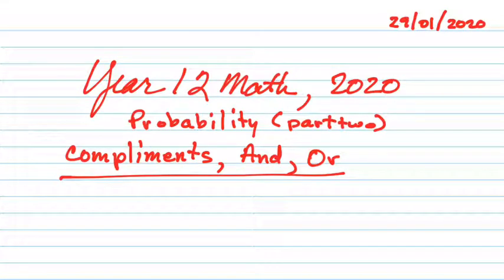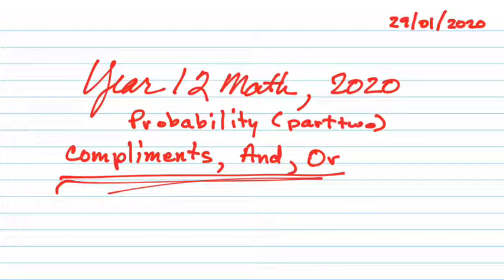Okay, so continuing our look at probability, what we're going to do is look at complements, the word "and" and the word "or". Now this is different from the title that you're going to see when you do this in the book, but to me, these are the words that have meaning. And we're going to work with that and see what happens.